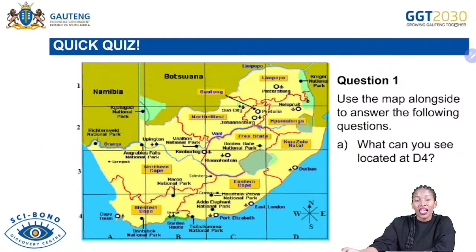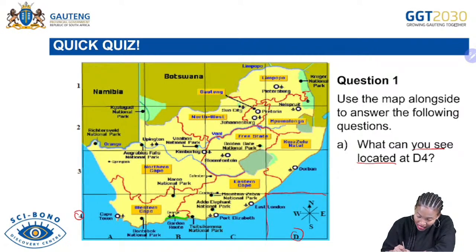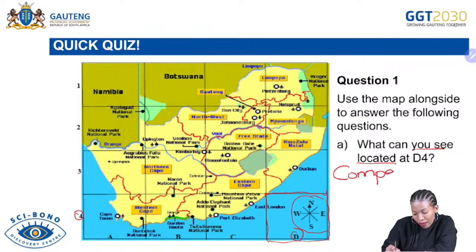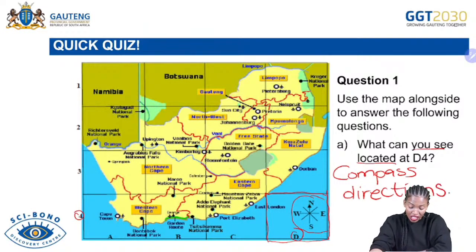So here is a practical question. These are some possible questions that you can come across in the exam. What can you see located in D4? So this is D, this is 4. So where is our D4? This is our D4. So guys, what can we see here? The only thing that I can see here is the compass direction. So I'm going to write it down to say that I'm seeing the compass direction. Someone is saying the cardinal points. That is okay. Compass directions. So that is what we can see that is located under D4.